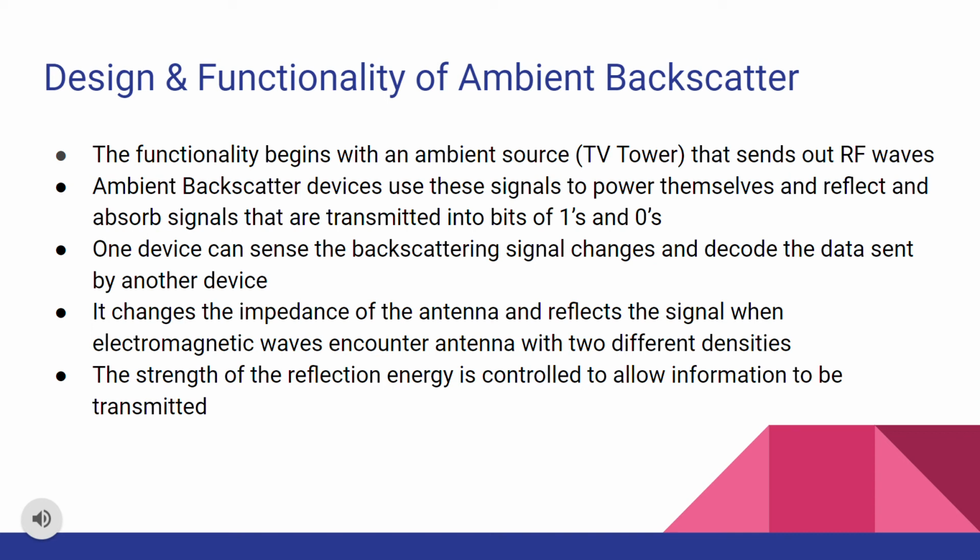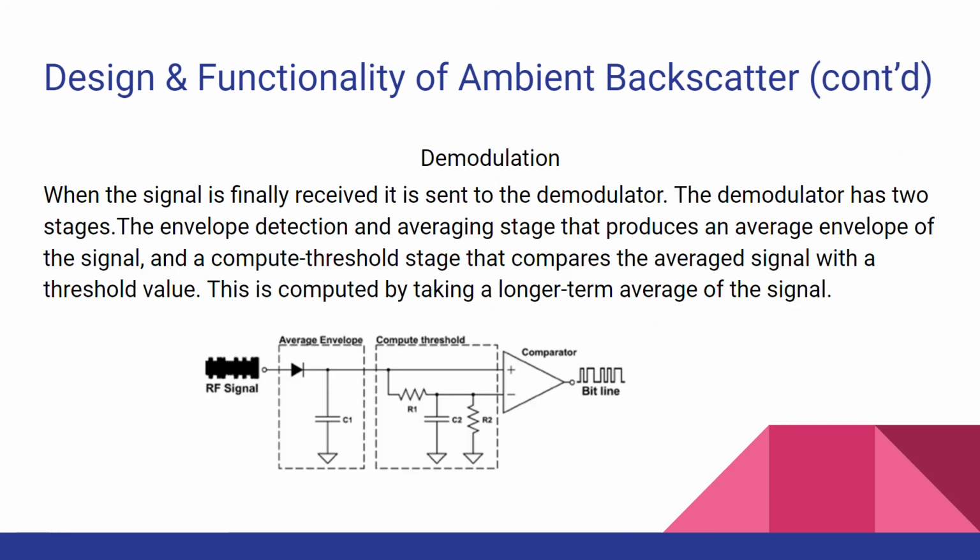It changes the impedance of the antenna and reflects the signal when electromagnetic waves encounter an antenna with two different densities. The strength of the reflection energy is controlled to allow information to be transmitted. When the signal is finally received, it is sent to the demodulator.